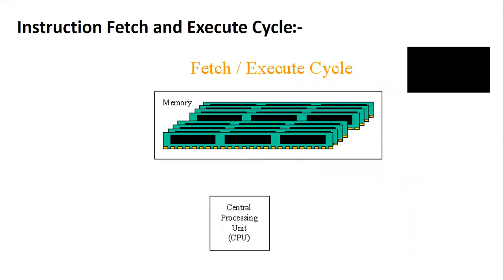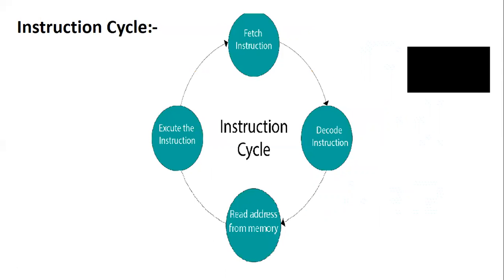So this is a simple block diagram of your fetch cycle. You have a memory and the CPU, the central processing unit, the main thing, which is used to fetch the instruction from the main memory and execute it. Then it is sent again to be stored in the memory. So we will see it one by one here.